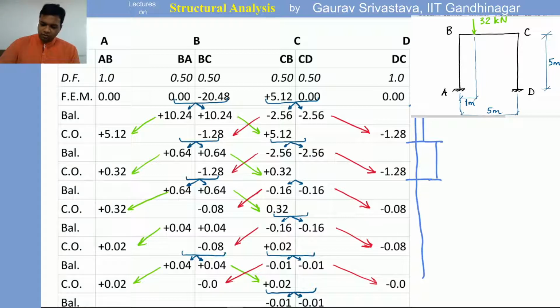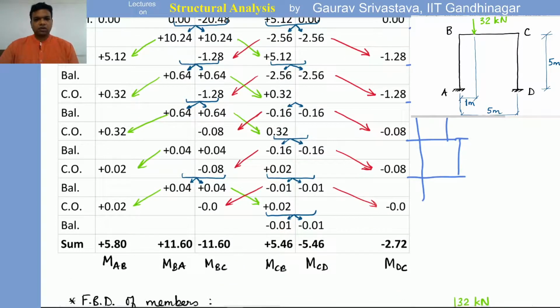So we will continue this balance and carryover process until we see that the imbalance of the moments is small enough with respect to the initial fixed end moments. Let's say we carry out all of this process and then we do the column sums as we had been doing, so then we get certain moments.